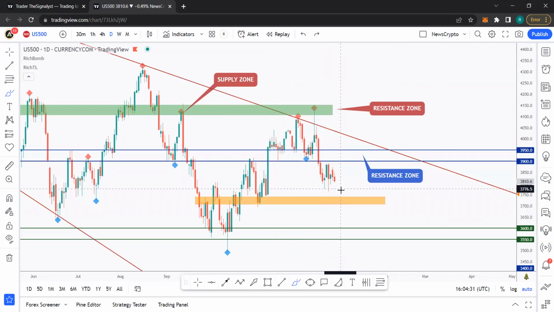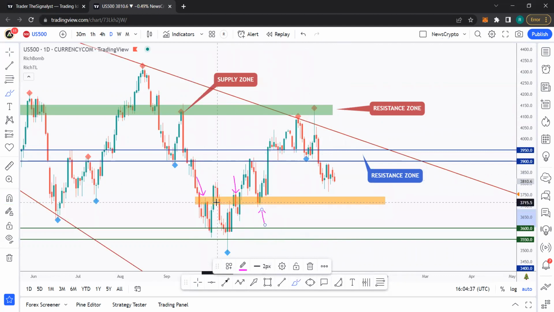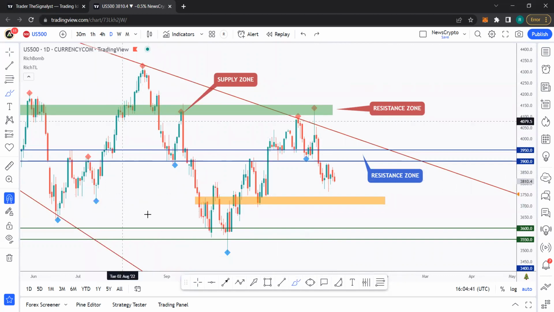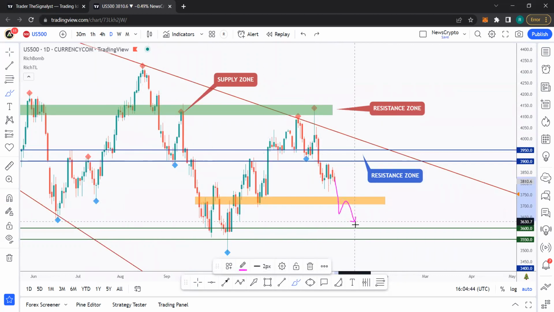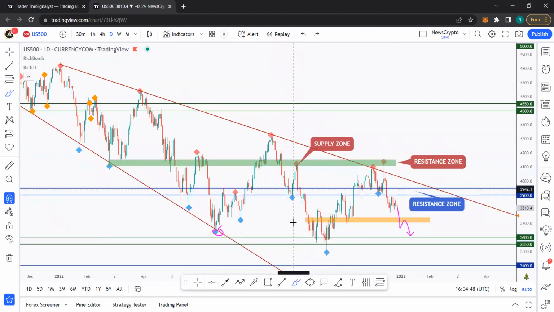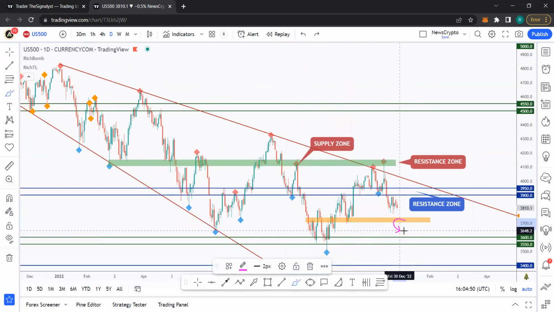The next impulse might end around this key rejection support. As you see, it's a minor one, but we've got multiple rejections from here. Even if we extend it to the left, we can see this low, or if broken downward, in this case, a movement till this low, and so on would be expected. But I'm speculating a rejection from around this area.